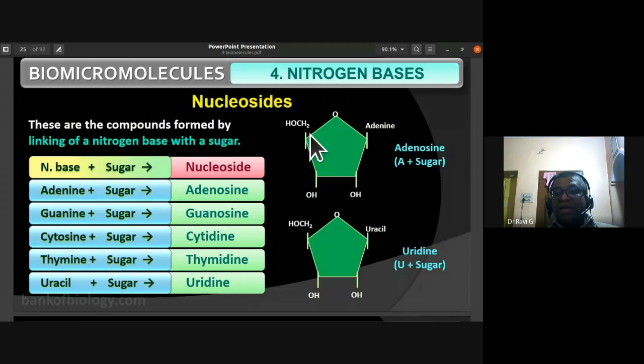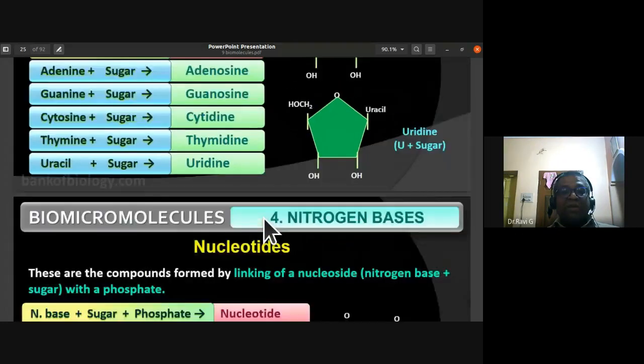And here you can see the structural formula of a sugar having adenine. So adenine plus sugar is adenosine. Seeing it itself, you should be able to say that. Uracil with the sugar, we can immediately call it uridine. So these are the structures of nucleosides that you have to remember.